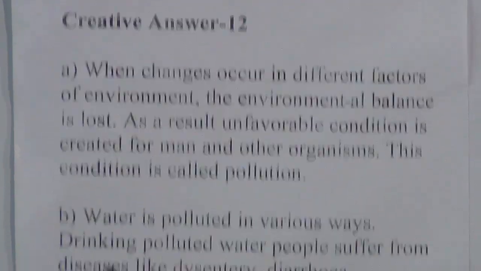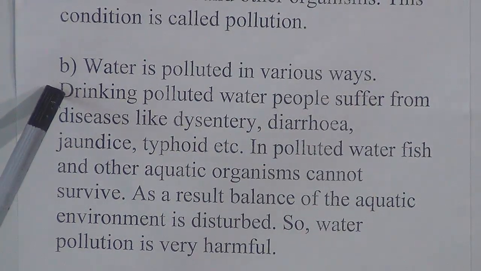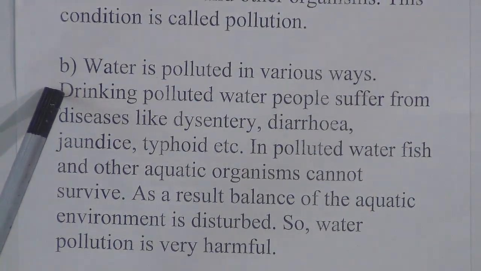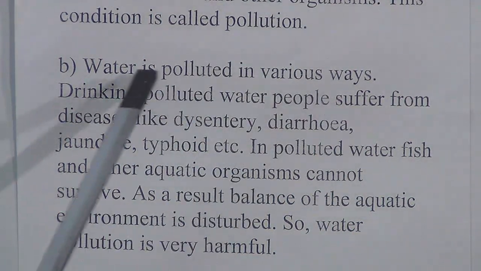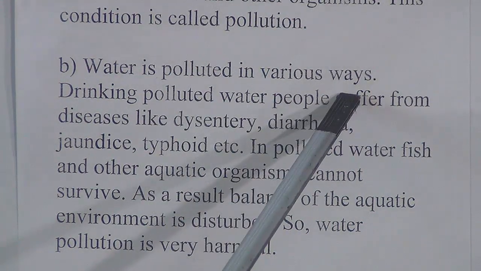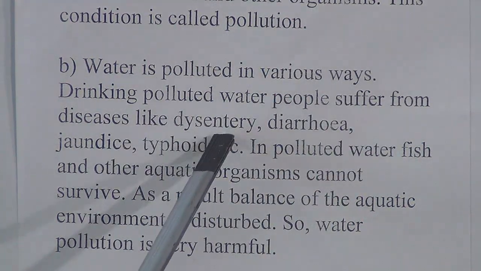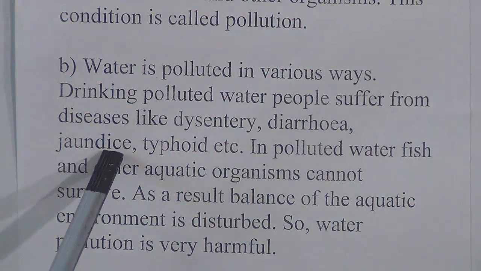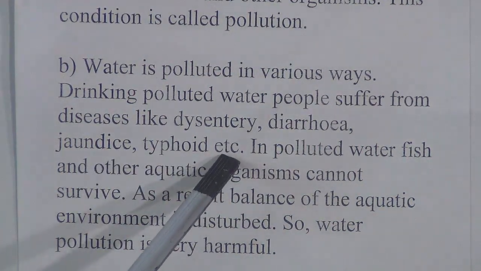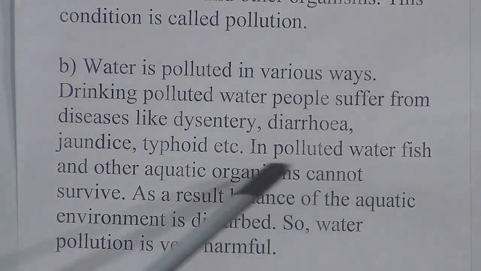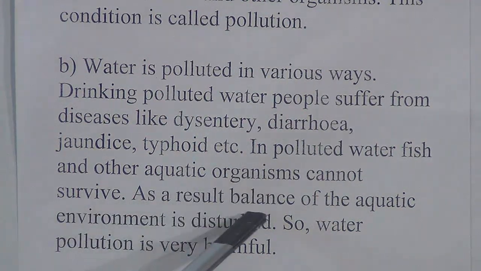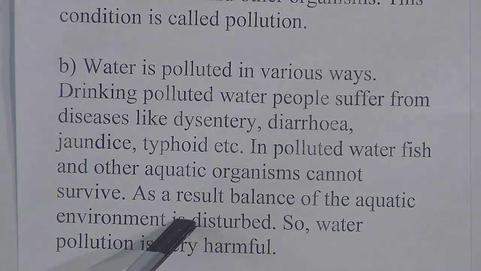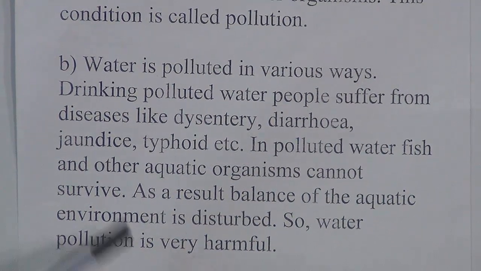Now, B number answer. The question was, why is water pollution harmful? The answer is, water is polluted in various ways. Drinking polluted water, people suffer from diseases like dysentery, diarrhea, jaundice, typhoid, etc. In polluted water, fish and other aquatic organisms cannot survive. As a result, the balance of the aquatic environment is disturbed. So, water pollution is very harmful.